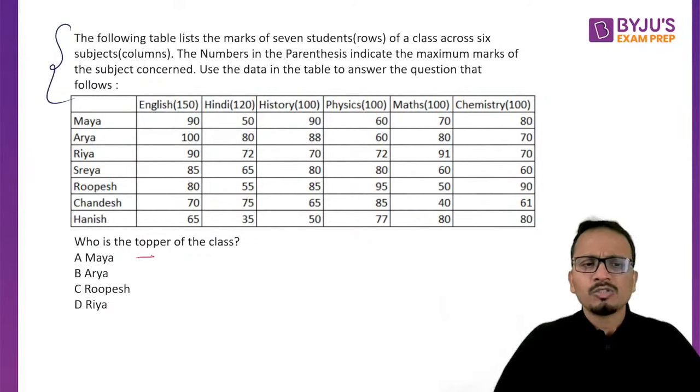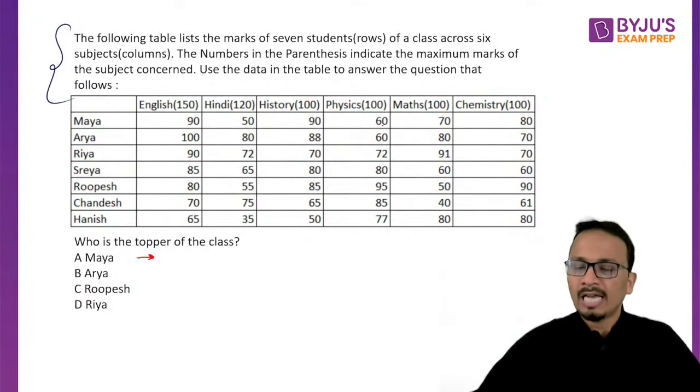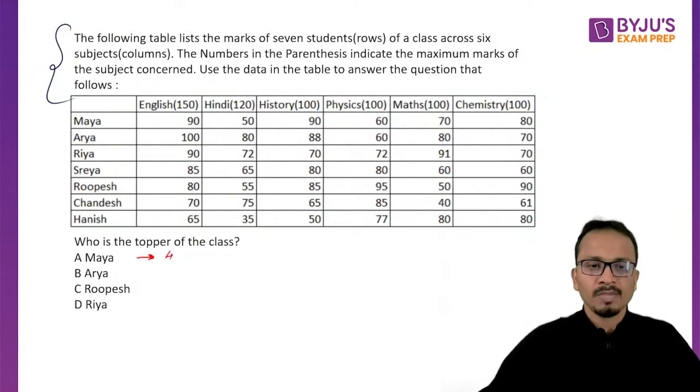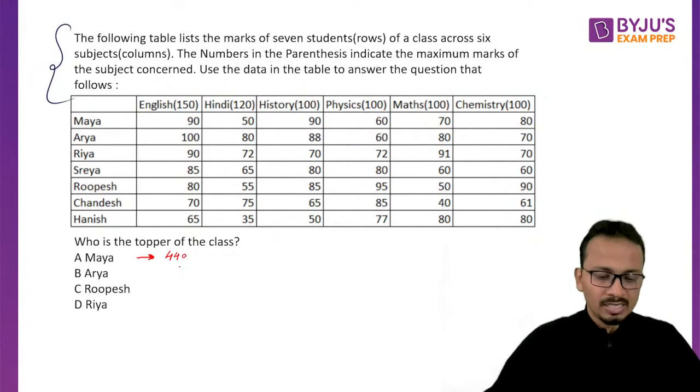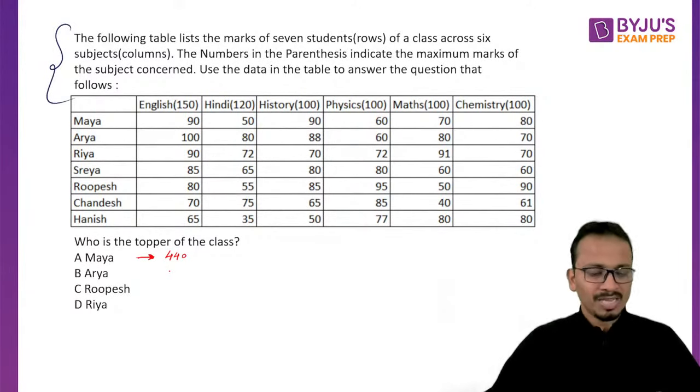Now Maya, can you please help me with the total score of Maya? Meanwhile, I'm adding this. So 90 and 50 is 140, and 92 is 230, and 62 is 290, and 73 is 360, and 80. That is 440. So the sum for Maya is 440. Come on, people, respond. Okay, please now give me the sum of Arya as well.